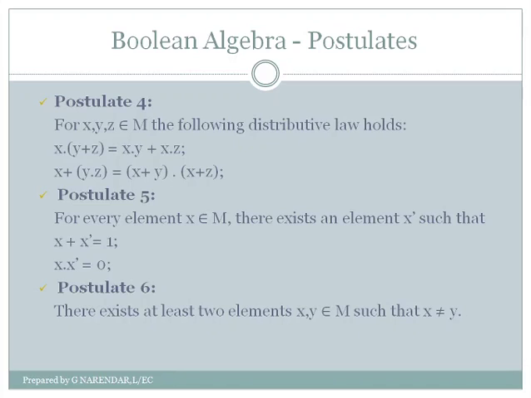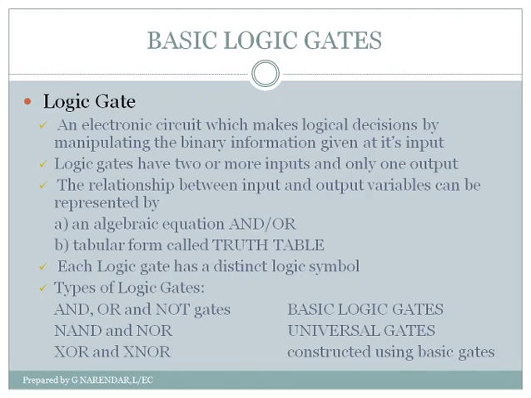Next, this is about the Boolean algebra and the postulates, and next we'll look at the logic gates. In particular, we'll look at the basic logic gates. So what is a logic gate? Before going to see actual logic gates, we'll define what a logic gate is and what is the use of the logic gate, and how it is represented, or how to interpret the relation of its inputs and outputs.